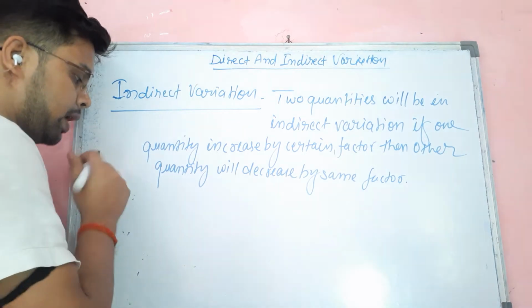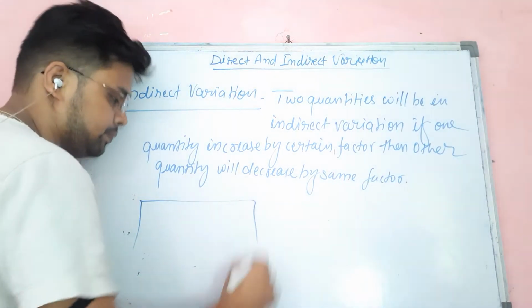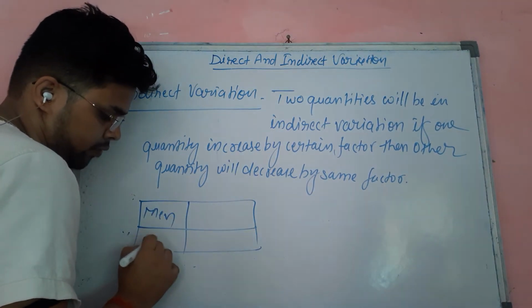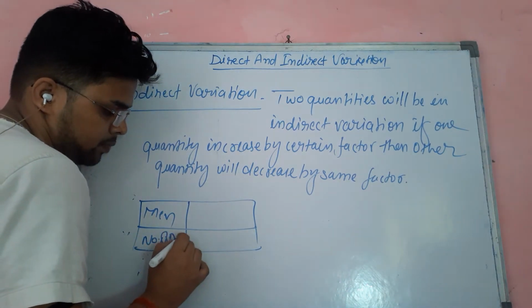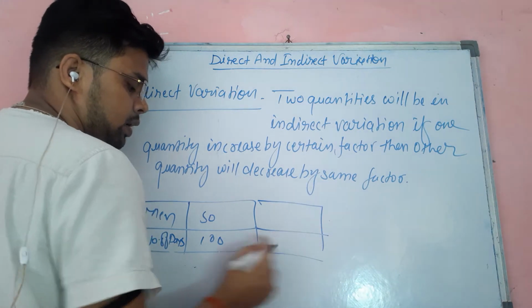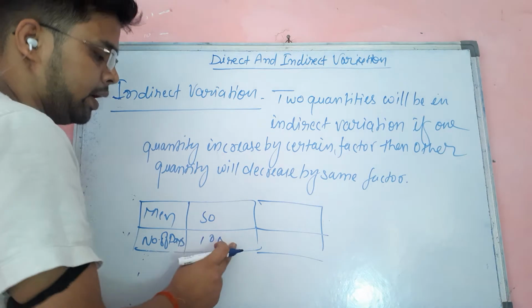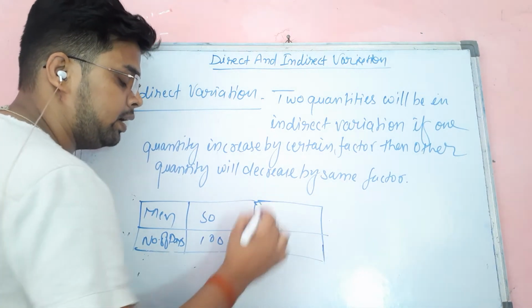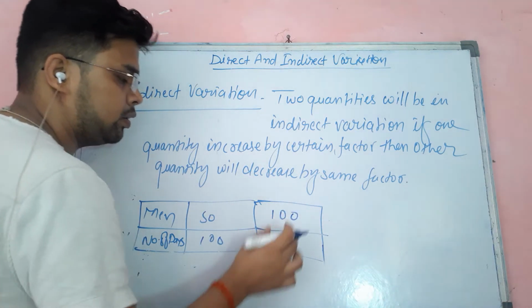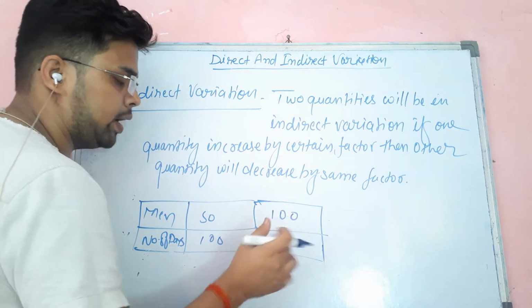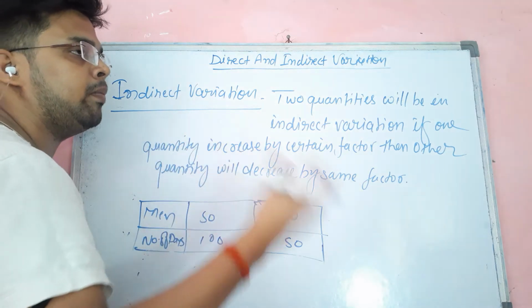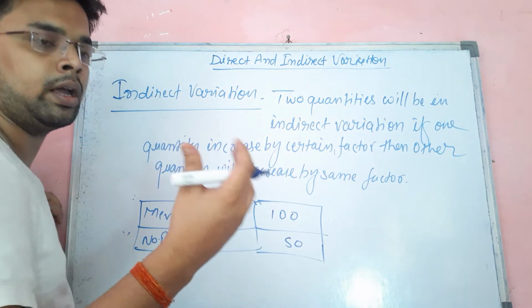Understood? So I am taking an example. Let's suppose this is men and this is number of days. 50 men can build a wall in 100 days. If I increase the number of men, I double the quantity of men, so it will be 100. So 100 men will complete the wall in 50 days, because if we add more men, the work will be done in less time.